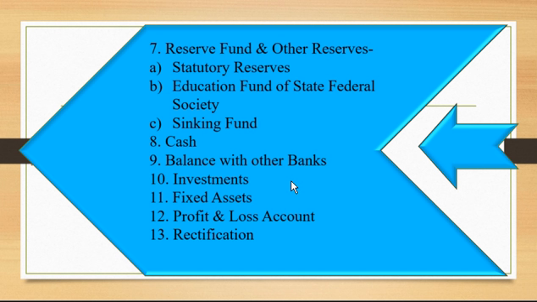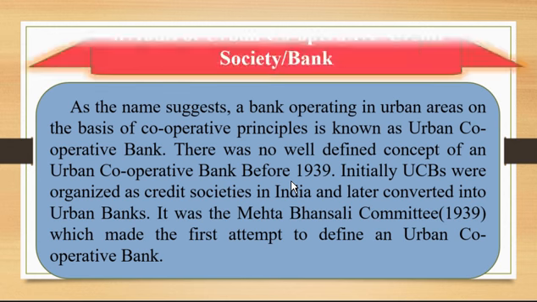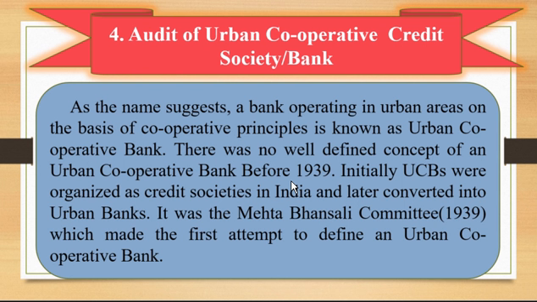Within 3 months from the date of the statutory audit report, the society has to submit a rectification report in Form O. Let's move to the next point, that is audit of urban cooperative credit society. Let us see the meaning.